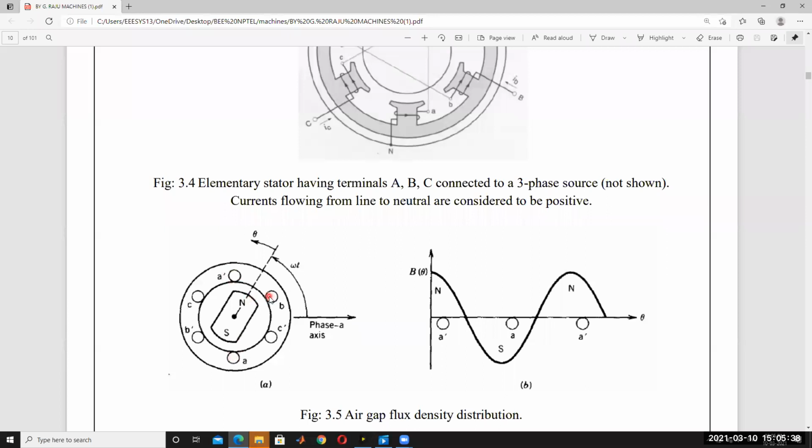Similarly for the B phase, the air gap flux distribution is more here and more here. Also here more. So try to observe this: it is called the magnetic flux density, the air gap flux density distribution. Here it is maximum.